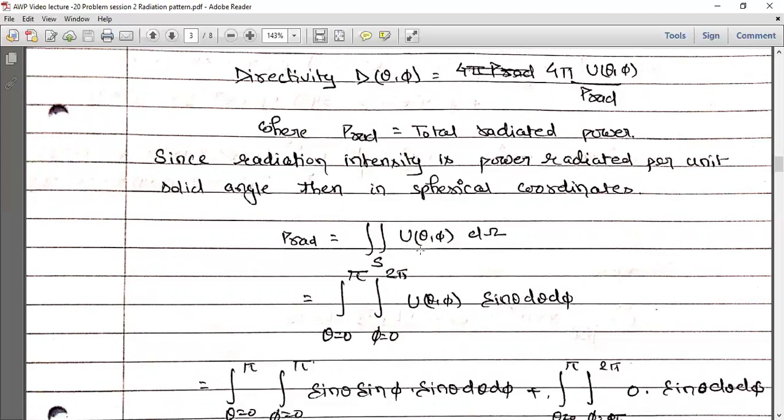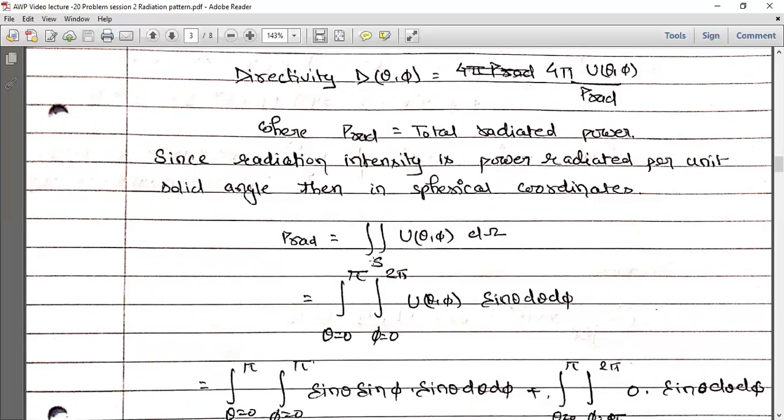Now, since U theta phi is the radiation intensity per unit solid angle, then U theta phi d omega will be the power radiated through d omega solid angle. Only this. Don't take the integration. I am saying that U theta phi into d omega, the argument inside the integration, is representing the radiated power through a very small solid angle d omega. Once you have the power radiated through a very small solid angle d omega, and we need to find the total power radiated, what we do? We integrate this over the whole possible region around the antenna.